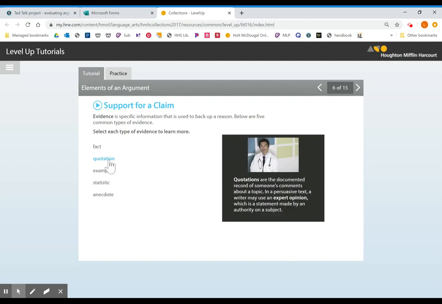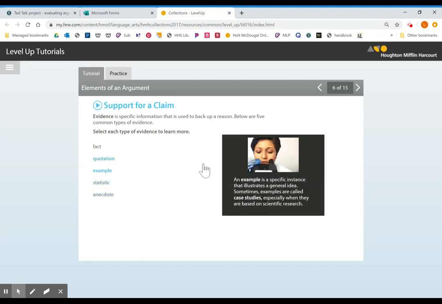Evidence can be a quotation. Quotations are the documented record of someone's comments about a topic. So a direct quotation, something that someone said. And a persuasive text or writer may use an expert opinion, which is a statement made by an authority on a subject. So if a doctor is quoted as saying something, that would be an expert opinion, a quotation that somebody could use as evidence in their argument.